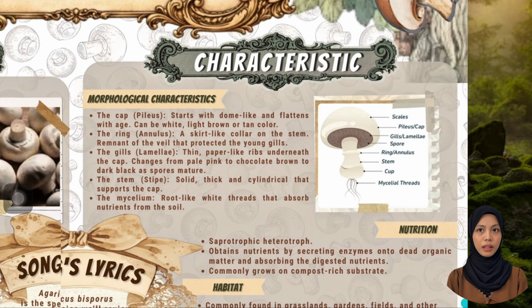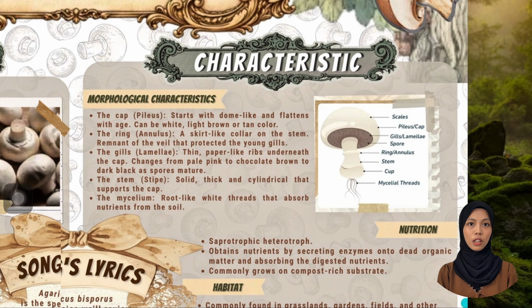The gills, or lamellae, the thin ribs underneath. They don't touch the stem and shift color from pale pink to chocolate brown to dark black as spores mature. The stem or stipe, the solid fleshy stalk supporting the cap. The mycelium, the root-like white threads at the base that anchor the fungus and absorb food.